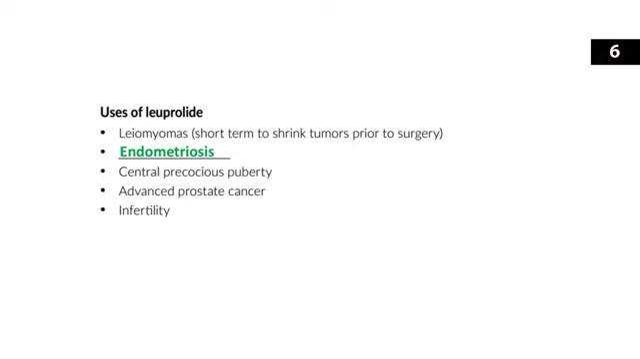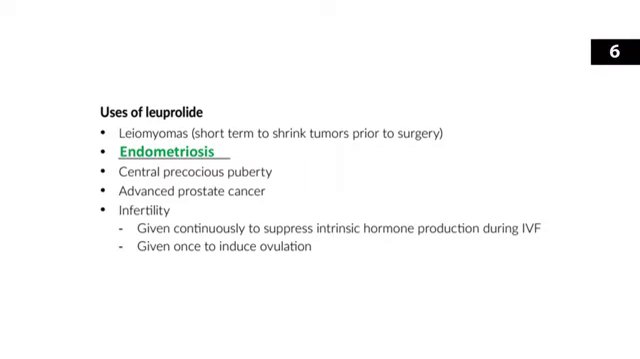Most commonly, as part of in vitro fertilization, leuprolide is given continuously in order to suppress the intrinsic release of gonadotropins so that you can better control the cycle. So basically, you block the patient's intrinsic hormone production and then give them a surge of gonadotropin to trigger ovulation exactly when you want. The other way is to give leuprolide once.